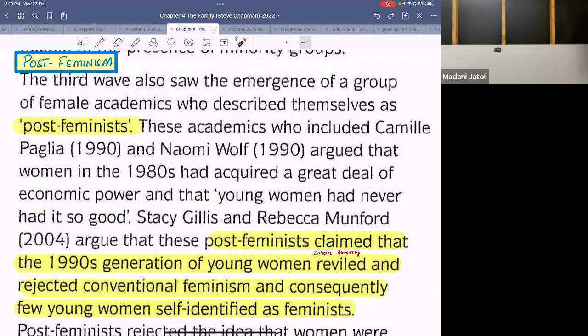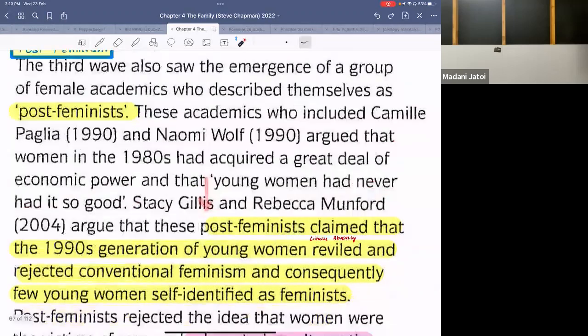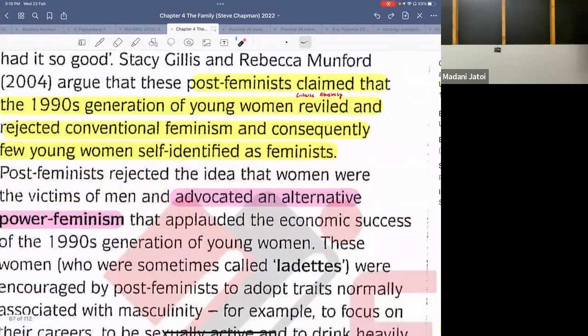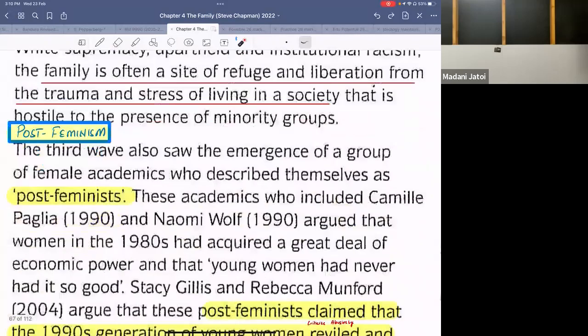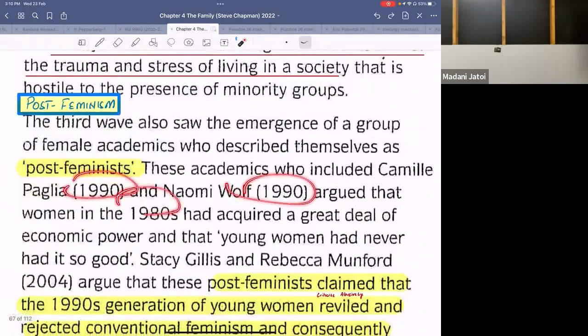Gillies and Munford in 2004 argued that these post-feminists claimed that the 1990s generation of young women revived and rejected conventional feminism, and consequently few young women self-identified as feminists. Now, we're talking about a timeline over here. Clear?